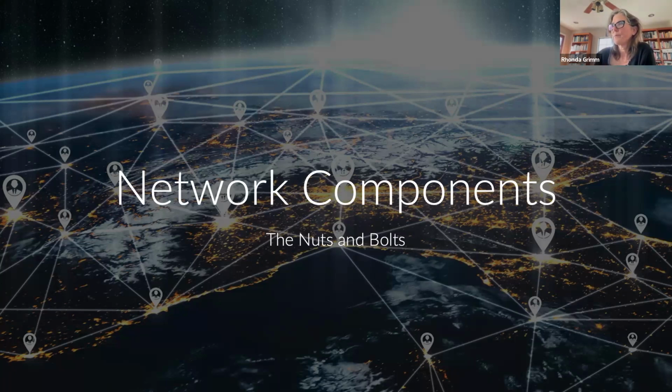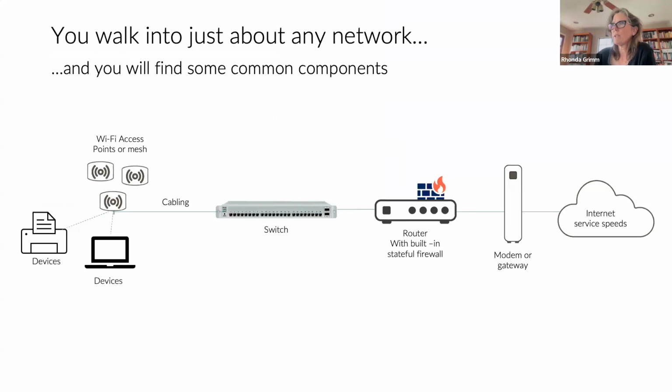So this is kind of the nuts and bolts of everything. You walk into just about any network and you're going to see devices. You're going to probably see Wi-Fi access points or a mesh. You've got cabling that connects to a switch. You've got the switch that connects to the router, and the router connects to the modem or a gateway. And then you've got out to the internet.